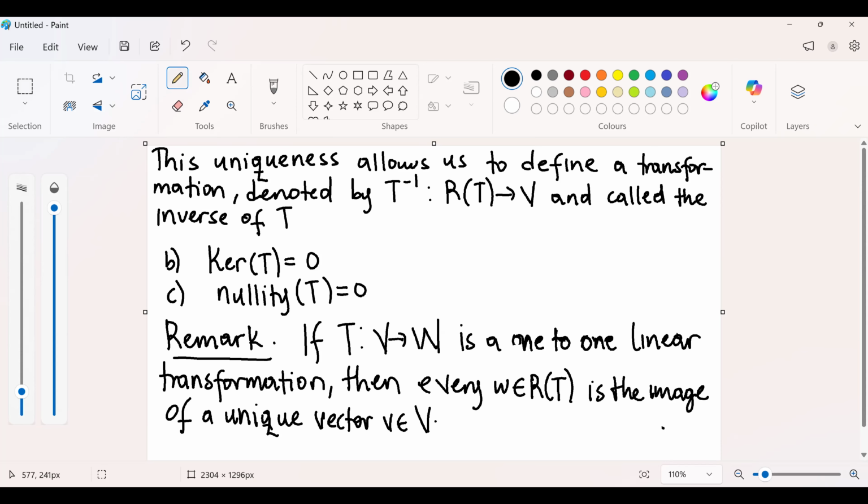Now we take some examples. I'll take some examples.